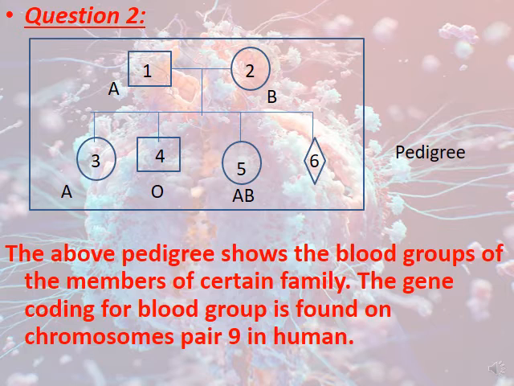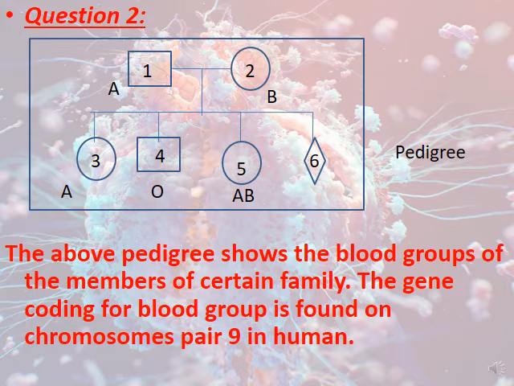So here, individuals 1 and 2 have blood group A and blood group B, while individuals 3, 4, 5, and the fetus 6 have A, O, AB, and NA, we don't know the blood group of the fetus. So let's start step by step.